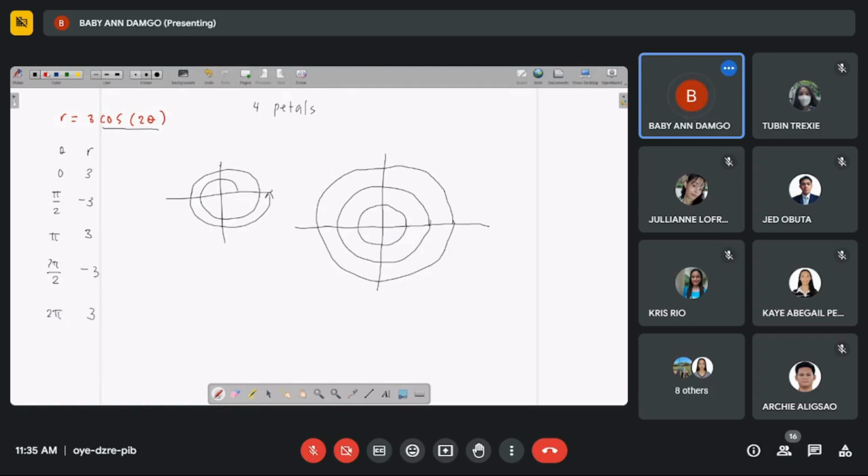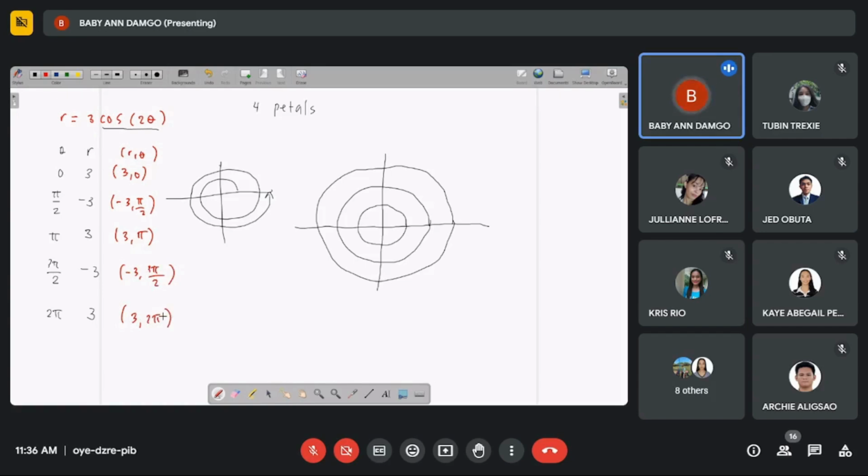Okay, so we will graph. So this is of the form 3, 0. Okay, this is r, theta. And then we have negative 3 pi over 2. And then we have 3 pi. Then this is negative 3 pi over 2. And then we have 3, 2 pi.